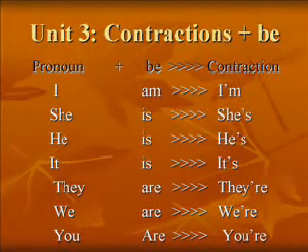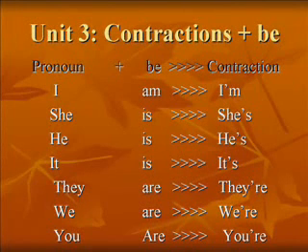When people speak, they usually join pronouns plus B, so that contraction is of pronoun and B. So how do we do that? Just look at the picture carefully, please. I am. So am is a B and I is a pronoun, right? So the contraction is I'm.